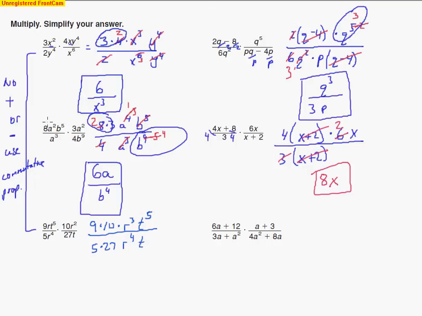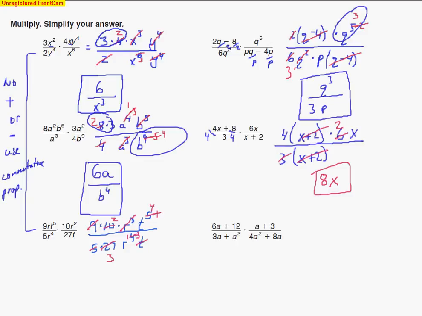So from there we can go ahead and do some reducing. So we see 5 goes into the 10 2 times. 9 goes into the 27 3 times. Down here we got 3 r's. We're going to cancel out 3 of the r's on the bottom, which leaves us with 1 r. And this 1 t will cancel out 1 of the t's on top, leaving us with 4 t's.